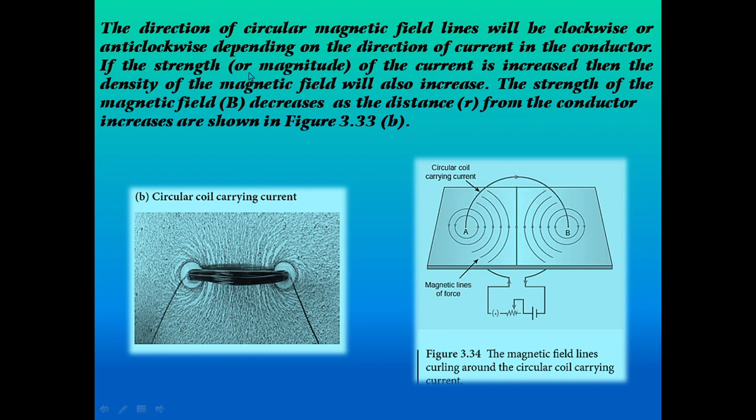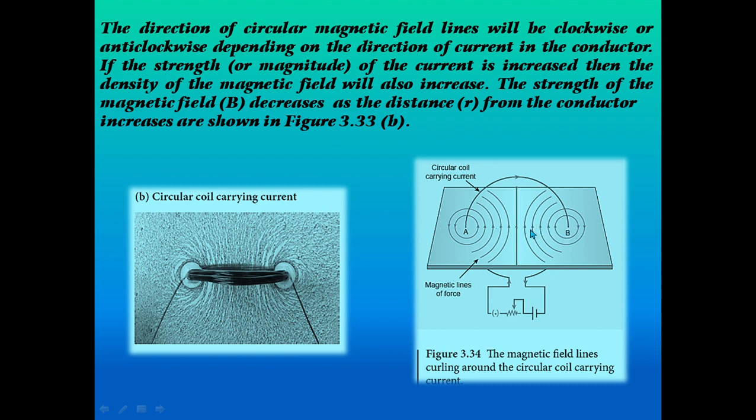If the strength or magnitude of the current is increased, then the density of the magnetic field also increases. The strength of the magnetic field B decreases as the distance R from the conductor increases.